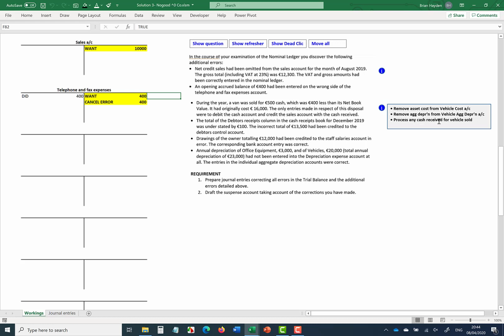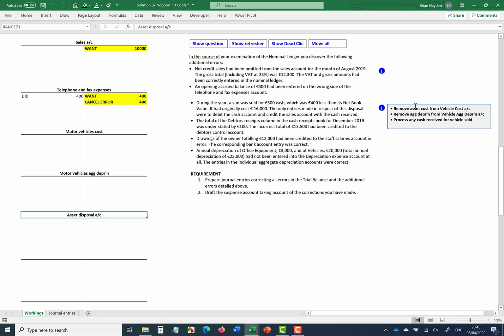And then process any cash received for the vehicle sold. They did process cash received: they debited cash and credited sales. So it's at least processed in some form, though whether it's done entirely correctly is another question. Let's have a look at the various ledgers. We need a vehicle cost account, a vehicle aggregate depreciation account, and a disposal account: the motor vehicles cost, motor vehicles aggregate depreciation, and the asset disposal account.